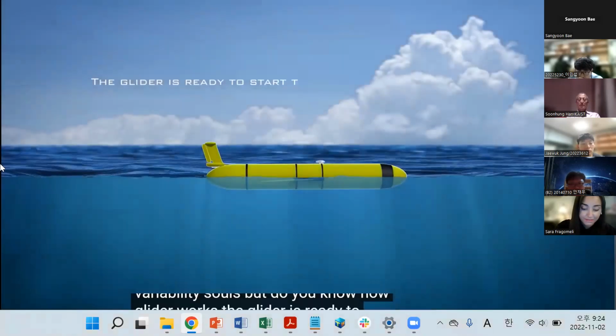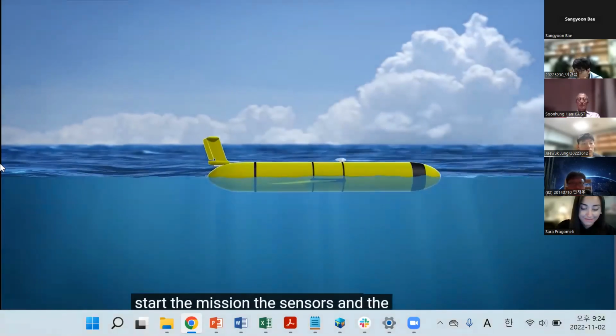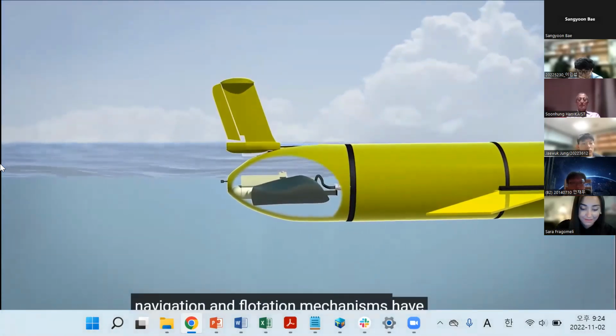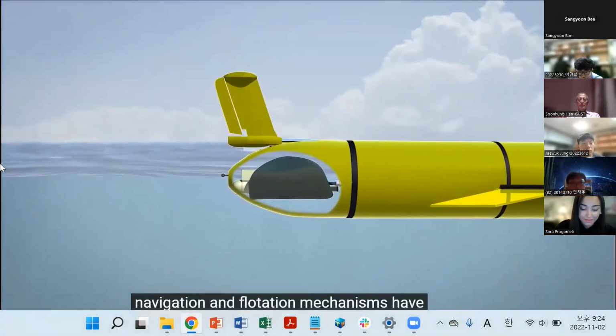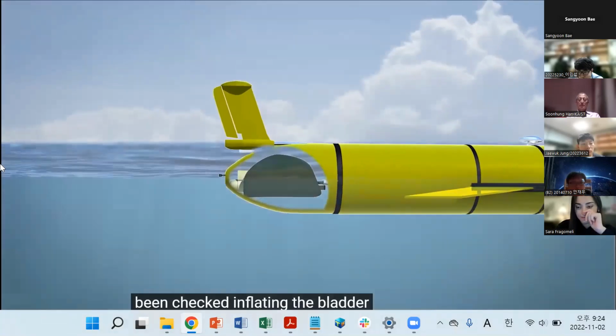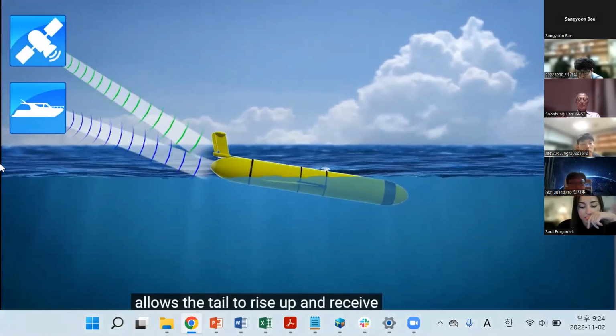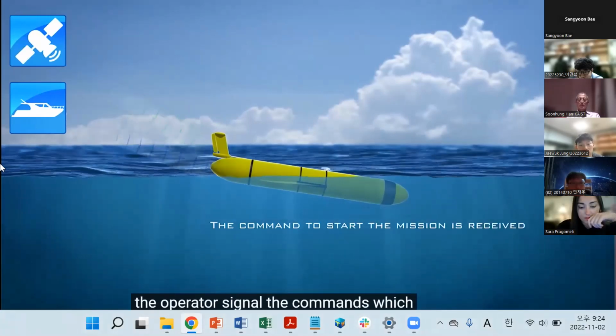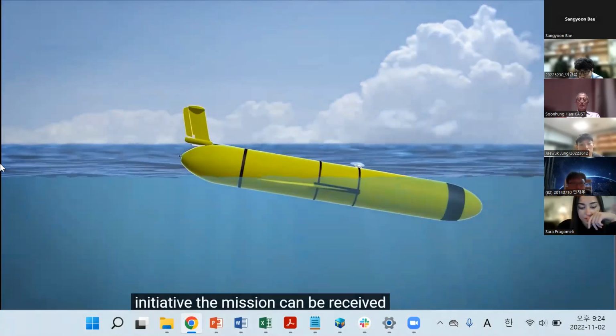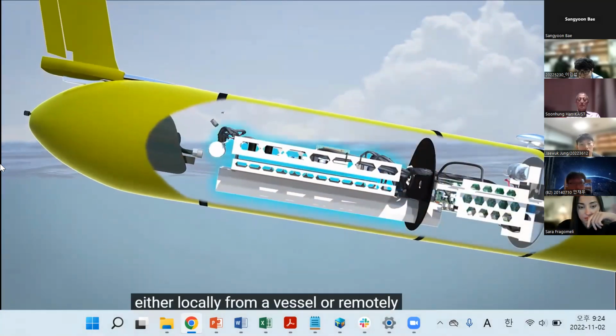The glider is ready to start the mission. The sensors and the navigation and flotation mechanisms have been checked. Inflating the bladder allows the tail to rise up and receive the operator signal. The commands which initiate the mission can be received either locally from a vessel or remotely via satellite.